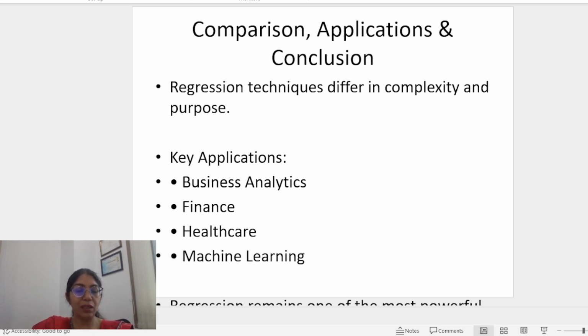So these techniques have extensive applications in business analytics, healthcare, finance, engineering, and artificial intelligence. So as data continues to drive decision making across industries, understanding regression becomes increasingly important for researchers, analysts, and data scientists.